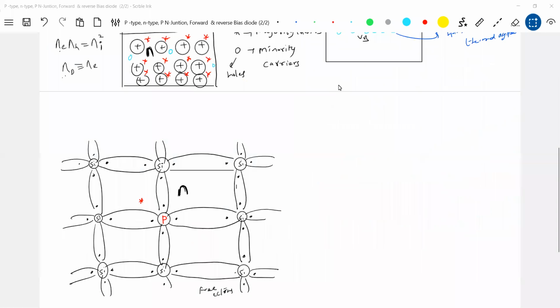N-type, why the name N-type only? Don't bother about the name; N-type and P-type, we just give it the name like this.